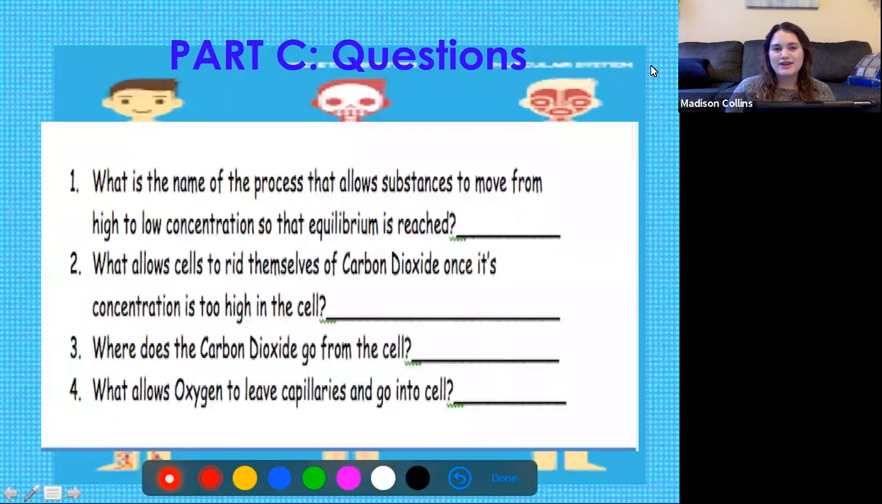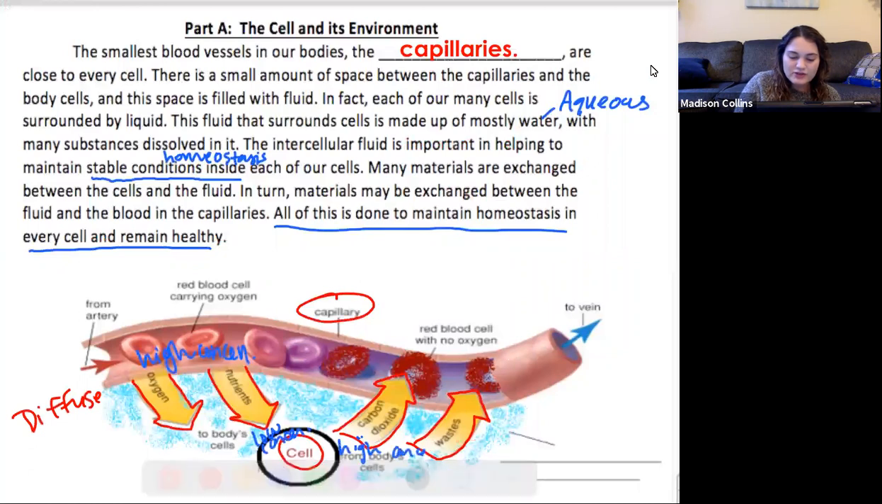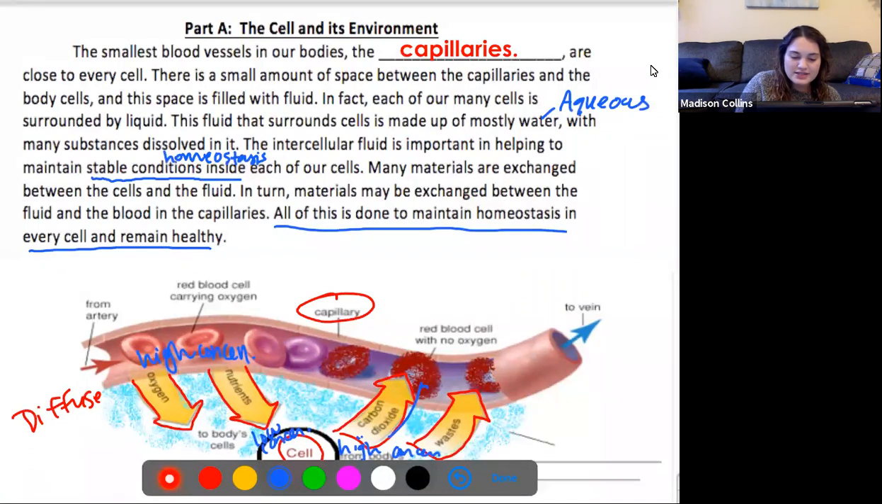Okay, now that I've given you a nice hint, let's move to our questions. What is the name of the process that allows those substances to move from high to low concentrations so equilibrium is reached? Think back to Unit 4. That process is known as diffusion. So these molecules are going to diffuse into the cells and diffuse into the capillaries, because oxygen and nutrients here are going from high concentration in the capillaries to low concentration in the cells. And the opposite is true for CO2 and wastes. They are in high concentration in the cells and are going to flow into low concentrations in these capillaries.